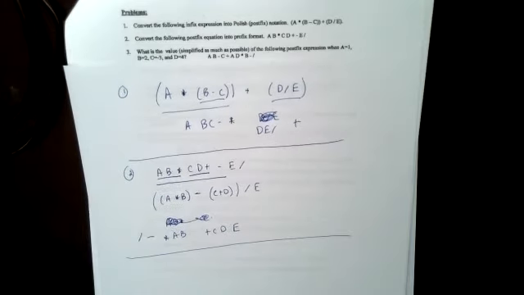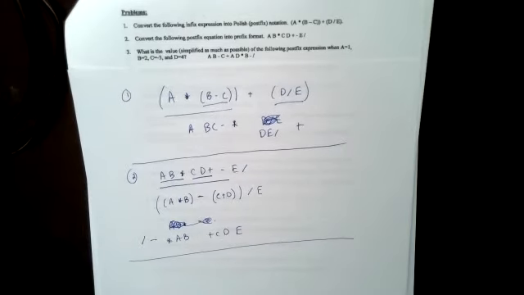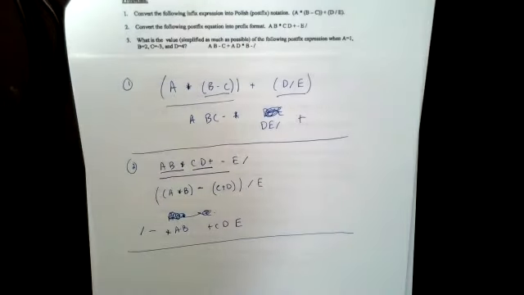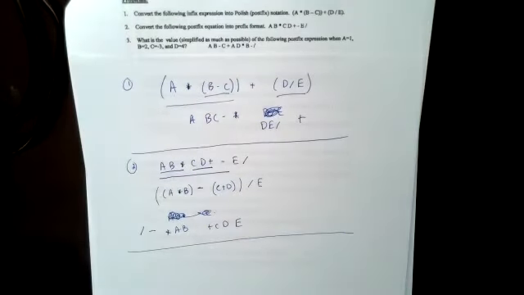Try another one. What is the value of the following postfix when A is 1, B is 2, C is -3, and D is 4?